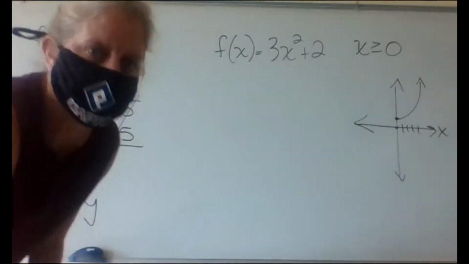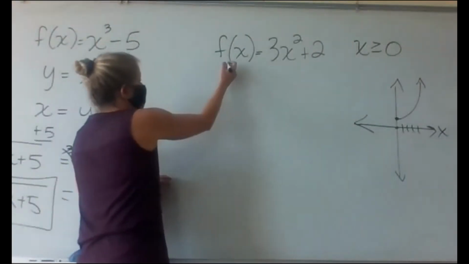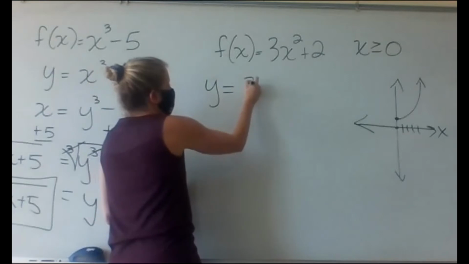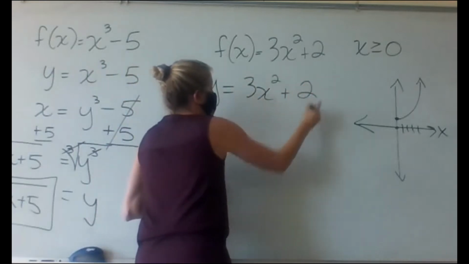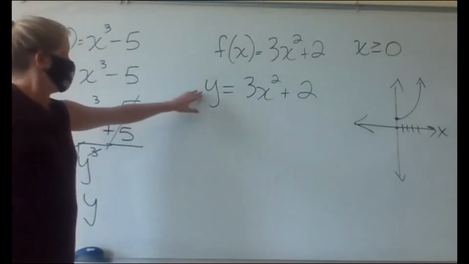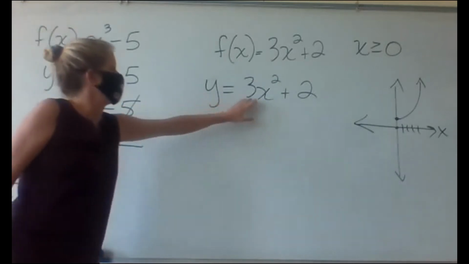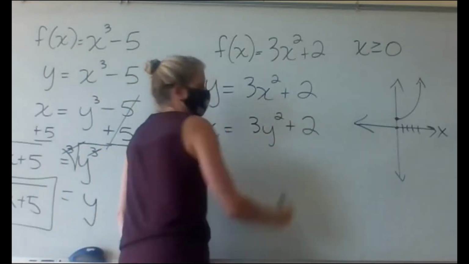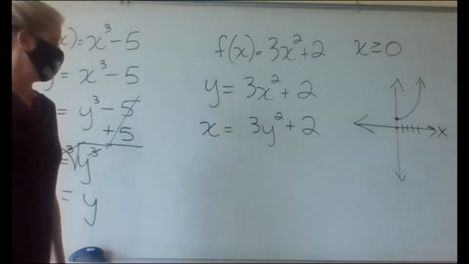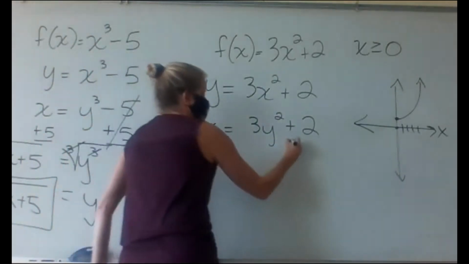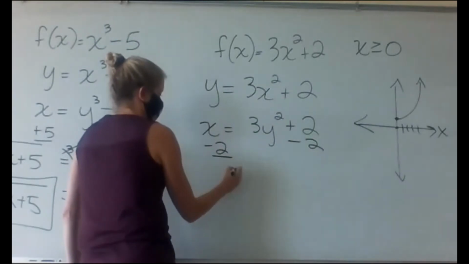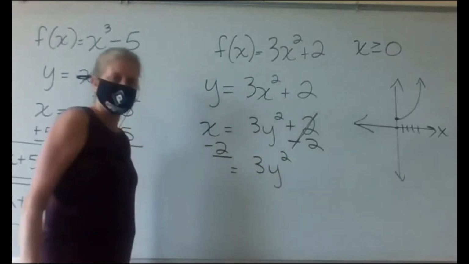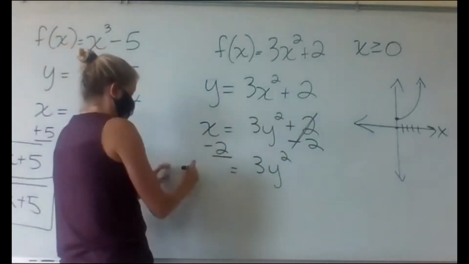Okay, so let's find the inverse. So replace the f of x with the y. So y equals 3x squared plus 2. Interchange x and y. So x equals 3y squared plus 2. Solve for y. So get rid of the plus 2 first. So minus 2. So plus 2 minus 2 cancels. I'm left with 3y squared. Over here, I have x minus 2.